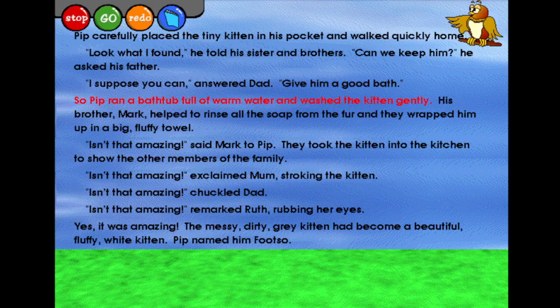So Pip ran a bathtub full of warm water and washed the kitten gently. His brother Mark helped to rinse all the soap from the fur, and they wrapped him up in a big fluffy towel. "Isn't that amazing?" said Mark. They took the kitten to the kitchen to show the other members. "Isn't that amazing?" exclaimed Mum, stroking the kitten. "Isn't that amazing?" chuckled Dad. "Isn't that amazing?" remarked Ruth. Yes, it was amazing. The messy, dirty grey kitten had become a beautiful, fluffy white kitten. Pip named him Footso.